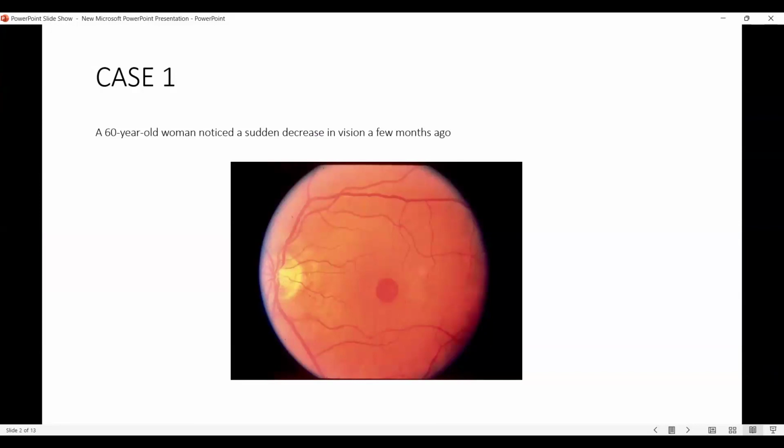Okay, this is a 60-year-old woman who noticed a sudden decrease in vision a few months ago. This is a color fundus photograph of the left fundus, showing a normal appearing disc and retinal vasculature. And on the macular area, there is a hyperemic pigmentation. So my differentials could be idiopathic or age-related macular hole, then a pre-retinal bleed or solar retinopathy.